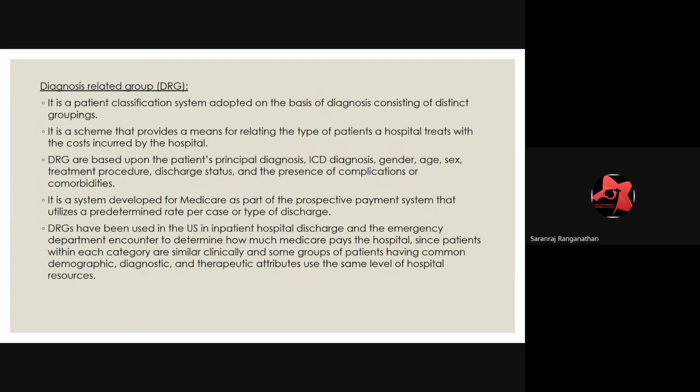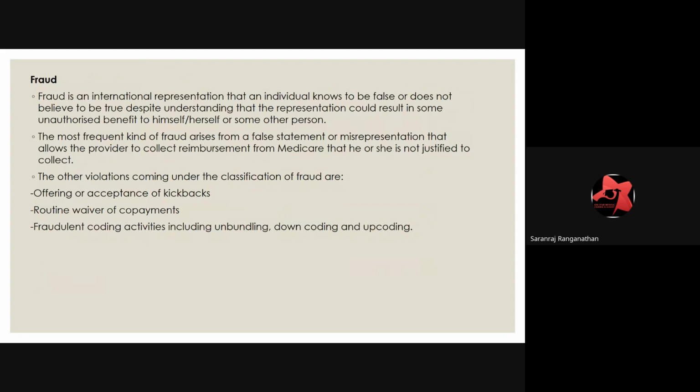Then it is a system developed for Medicare as part of the prospective payment system that utilizes a predetermined rate per case or type of discharge. DRGs have been used in the US in inpatient hospital discharges and emergency department encounters to determine how much Medicare pays the hospital, since patients within each category are similar clinically, and each group of patients has common demographic, diagnostic, and therapeutic attributes and the same level of hospital resources.